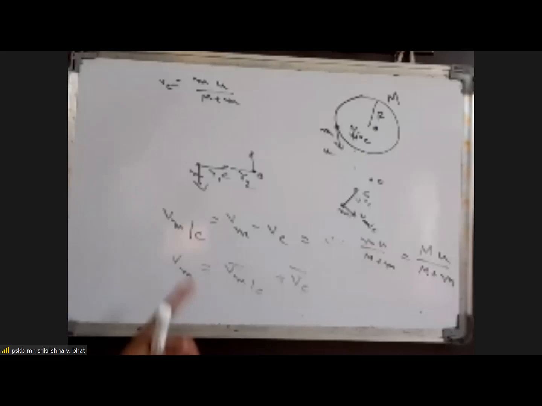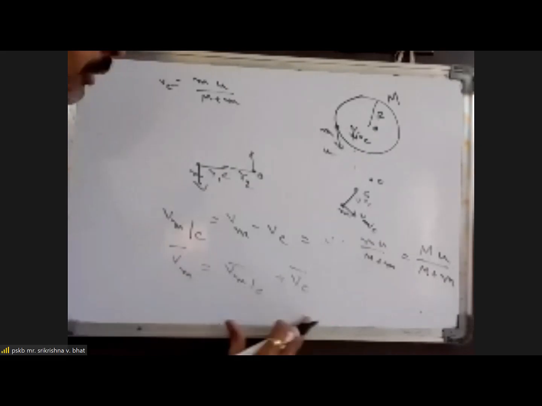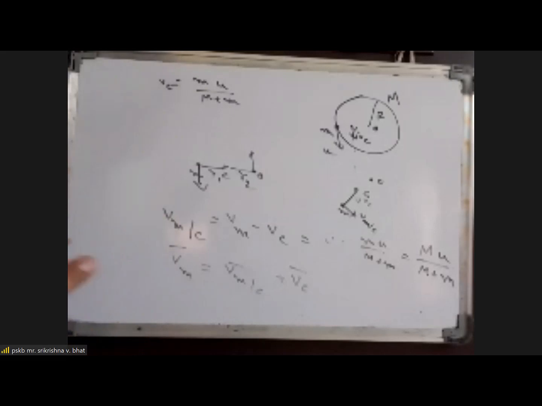So the net velocity of the bead in the ground reference frame should be the sum of these two vectors. Since we want to find the minimum kinetic energy of the bead, one is asking with respect to the ground frame only, because by default we take the ground frame. So we have to find the minimum speed of the bead, or the minimum magnitude of the velocity of the bead in the ground reference frame. That means this vector should be minimum.